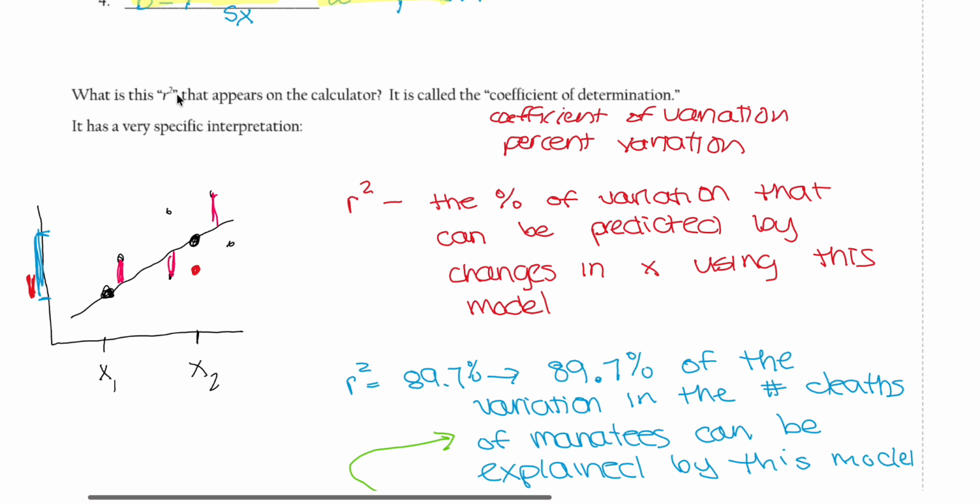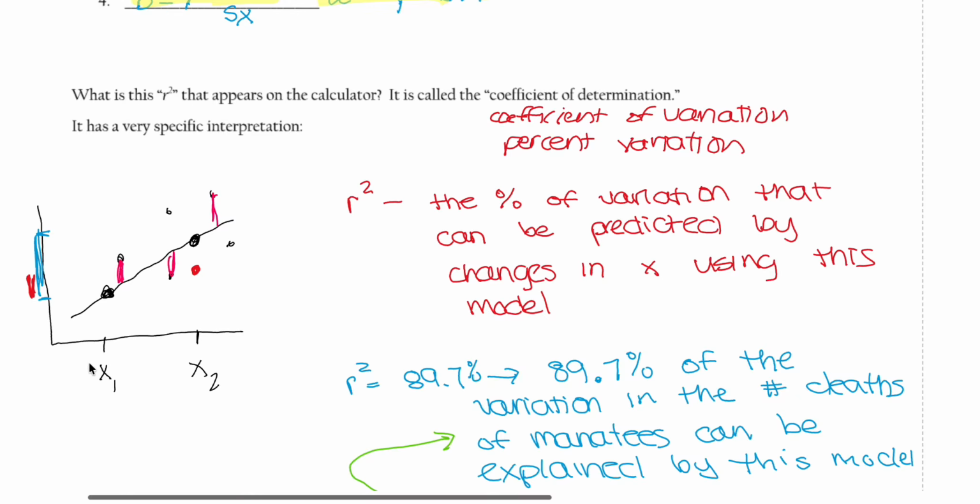Remember in the last video we just discovered what the correlation coefficient is, right? That's r. The r squared is the coefficient of determination. So it has a very specific interpretation. And the coefficient of determination is also called percent variation.